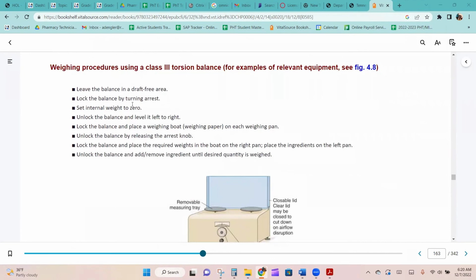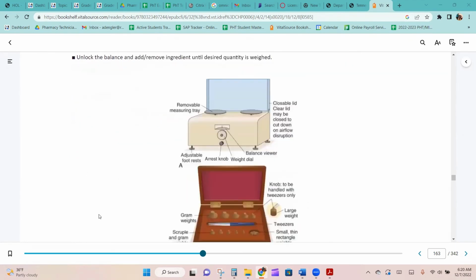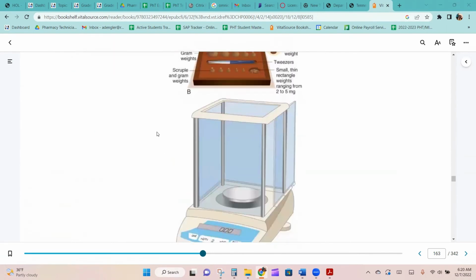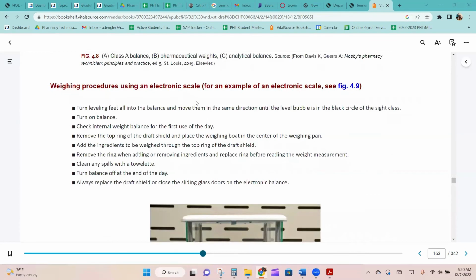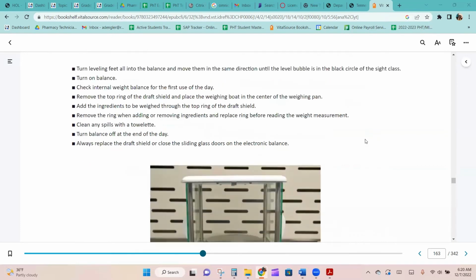So leave the balance in a draft-free area, lock the balance by turning a rest, set internal weight to 0. And then you can read the rest of those directions there. So weighing products using an electric scale. Check internal weight balance for the first use of the day. Turn on balance, remove the top ring of the draft shield and place the weighing boat in the center of the weighing pan.